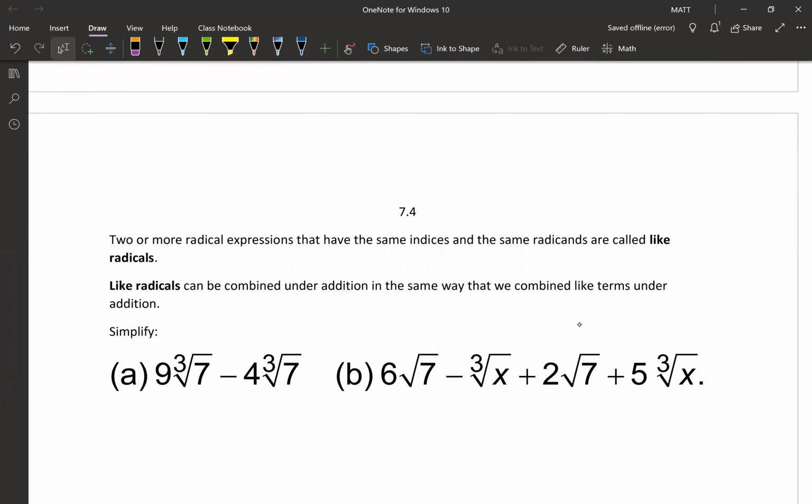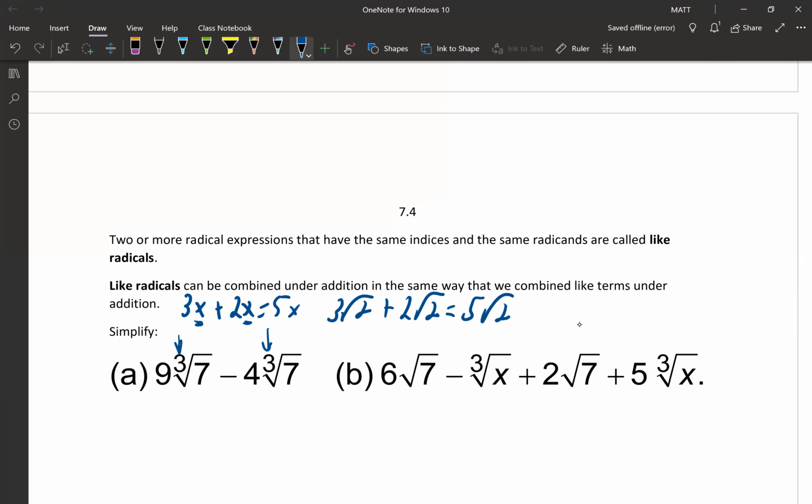So when we have 2 or more radical expressions that have the same indices, right, or the same root that you're taking, they're called like radicals. So like radicals can be combined under addition in the same way that like terms can be combined under addition, right? So as an example, if we have 3x plus 2x, we can combine those together to 5x, right? So notice this variable here, this x, it's just like saying we have 3 square roots of 2, and we're adding together 2 square roots of 2, right? So that's just 5 square roots of 2.